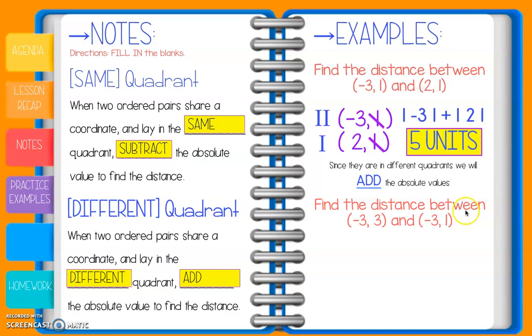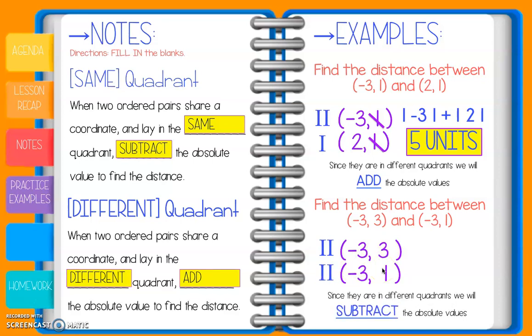Okay, all right, so let's take a look at our second example here. It says find the distance between (-3, 3) and (-3, 1). Again, the first thing we're going to do is stack those coordinates on top of each other so we can get a better look at where they're at, and then identify which quadrant they're in. (-3, 3) is in the second quadrant. (-3, 1) is also in the second quadrant. So since they are in the same quadrant, we're going to subtract the absolute values.